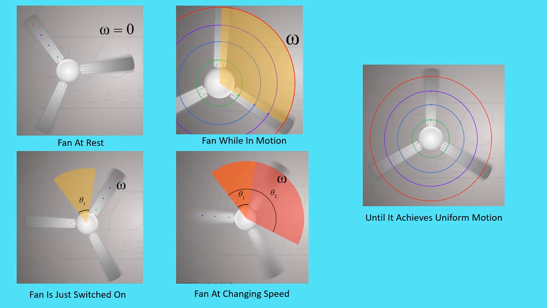In the same slide, we can understand something here. You'll find theta 1 and theta 2. These are the angular displacements. In different times, it covers different angular displacements. So theta 1, theta 2, theta 3, and then once the whole circle is complete, the total angular displacement is 360 degrees, which is 2 pi.